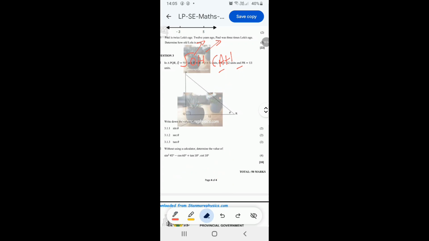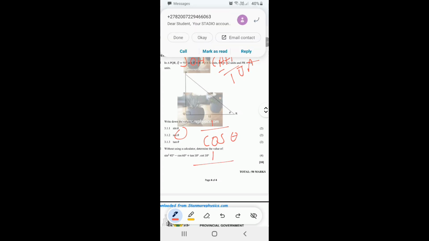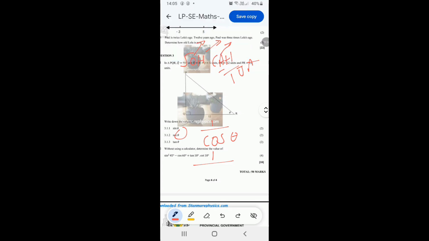Let's go to sec. Sec, we look at the third letter, so it's going to be 1 over cos theta. Cos is adjacent over hypotenuse. If this is theta, this is adjacent and this is hypotenuse. Adjacent is 12, hypotenuse is 13. So our answer is going to be vice versa, 13 over 12. Or you can simply punch your calculator and you are going to get 13 over 12.